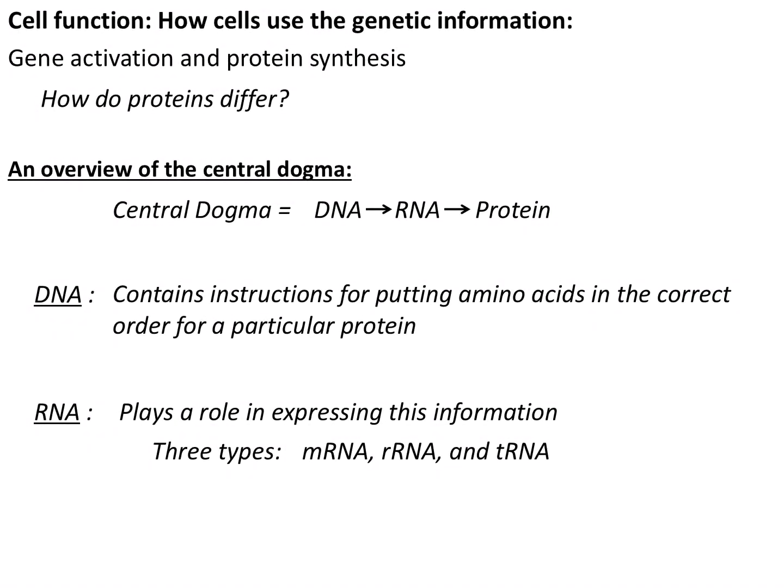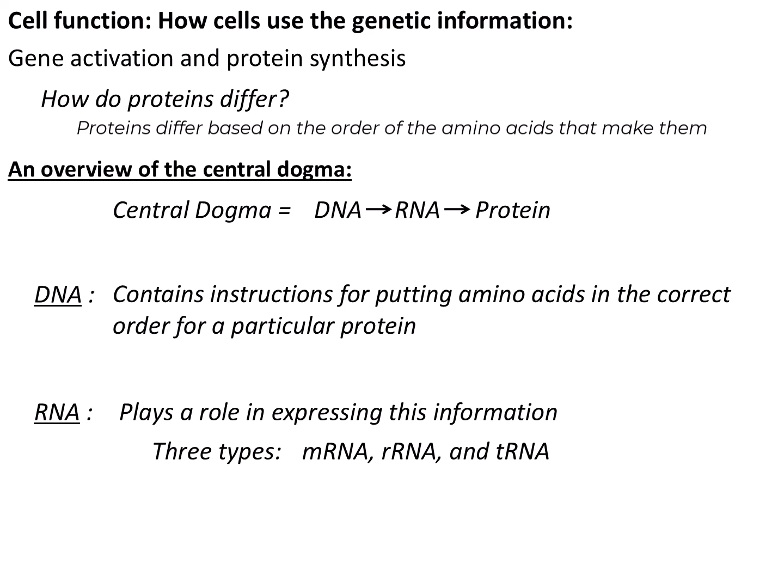The last topic is how cells use genetic information to make proteins. I mentioned this earlier in some of the recordings about how RNA is used to make protein. The fundamental question is, how do proteins differ? On a basic level, proteins are different because their amino acid sequences are different. In other words, the order of the amino acids makes proteins different from each other.